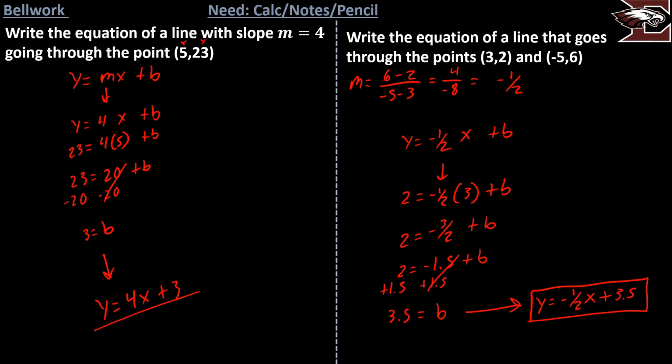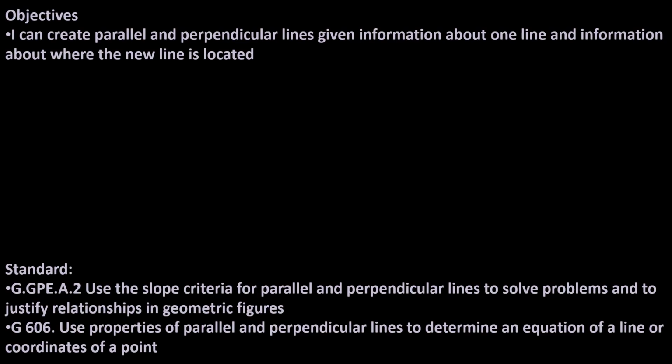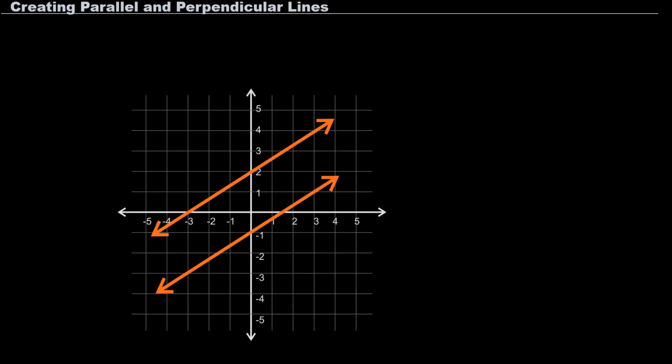So with that refresher, that's going to lead us into what this video is actually about, and that is creating parallel and perpendicular lines, given information about just one of the lines. Let's first start by talking about parallel lines. Parallel lines are coplanar. That means they exist on the same flat two-dimensional space, just like a coordinate plane. They're coplanar lines that never intersect. No matter how far you take the lines, they will never intersect each other.